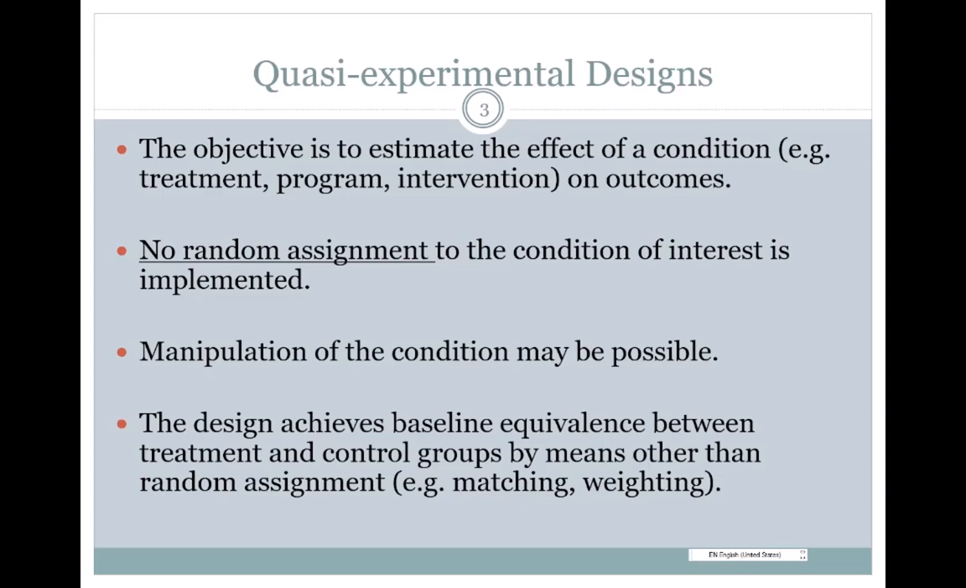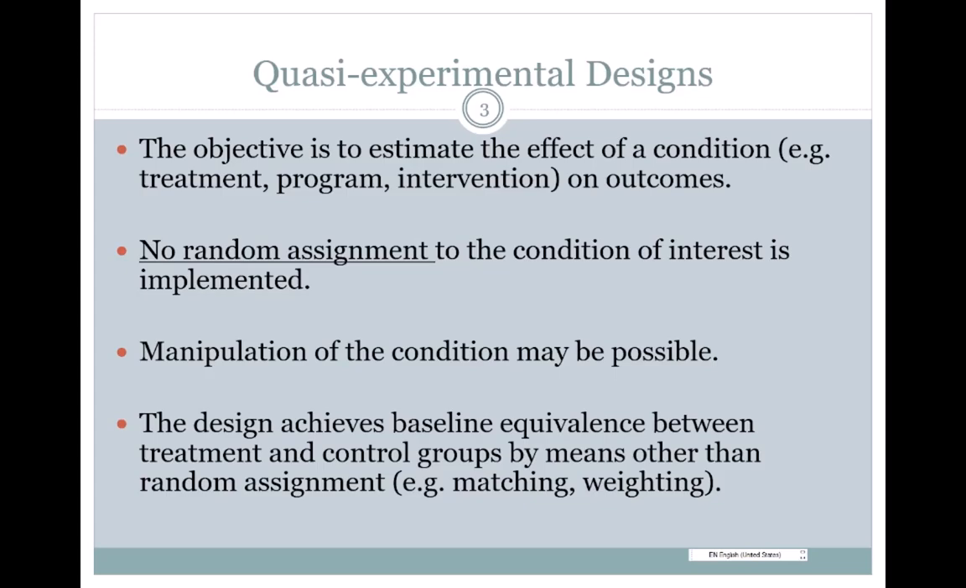So, for example, you could have a study of a training program where individuals decide whether they will join the training program or not. Manipulation of conditions may be possible. As a researcher, you may have control of the experience that participants have in the training program, or you may not have control. The control may be with someone else and you just receive the data.